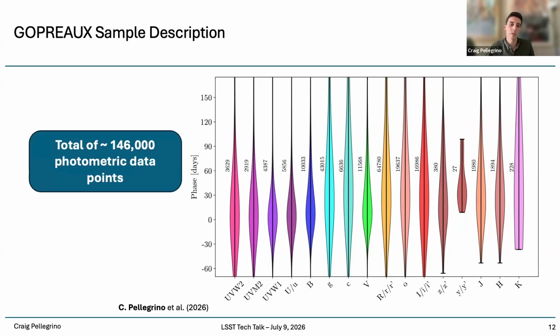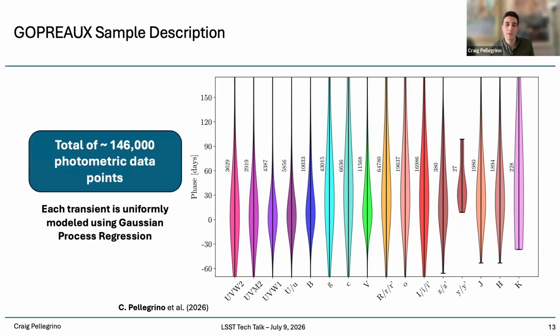This is because supernovae tend to be longer lived and slower evolving in the redder and the IR bands. So this coverage extends farther out to maybe 150 days or so. And again, capturing this full evolution is really crucial to modeling the full SED evolution of these different supernovae.